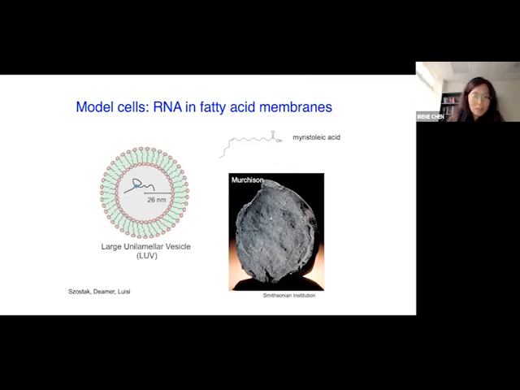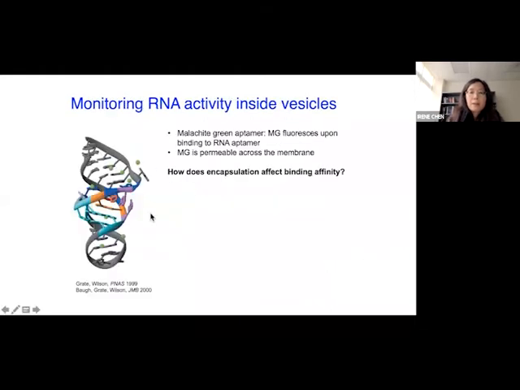They could also have some interesting dynamic behaviors, which I won't go into, with growing and dividing and performing some of the functions of a cell cycle. So we're using these large unilamellar vesicles prepared by extrusion, so you can get a fairly homogeneous population of vesicles. And then we ask, if we encapsulate RNA inside the vesicles, does that have any effect on the RNA activity?